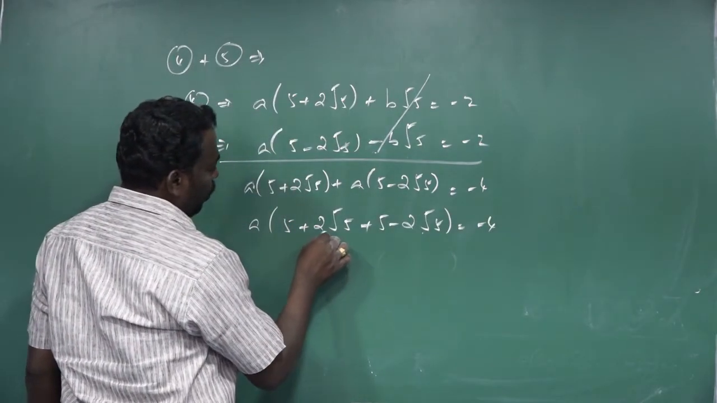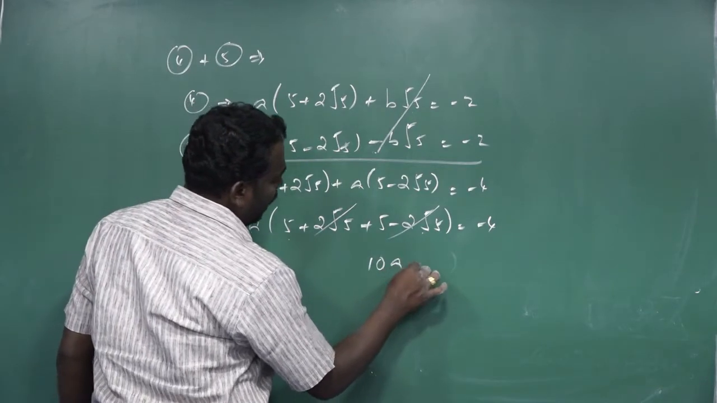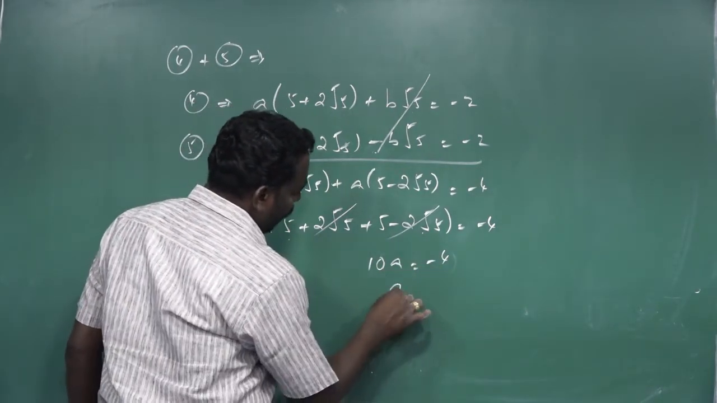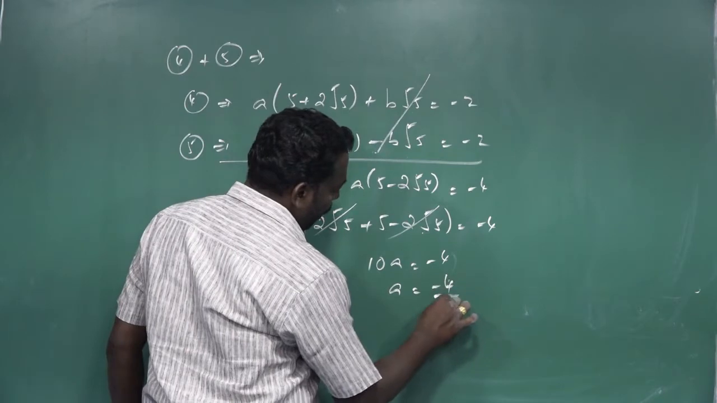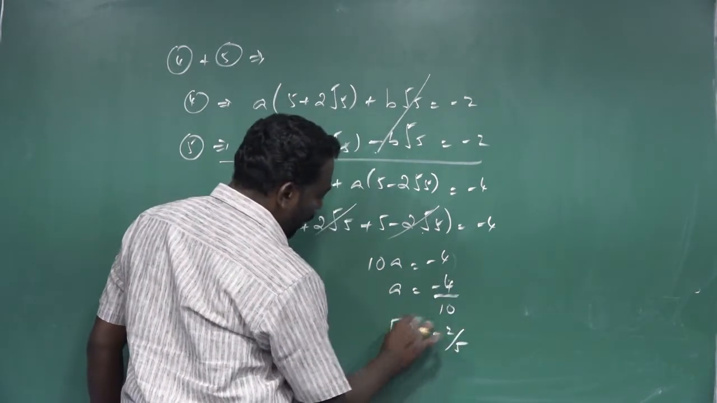Then +2√5 and -2√5 both cancel. Add the values: 10a = -4. Therefore, a = -4/10. Therefore, a = -2/5. This is the value of a.